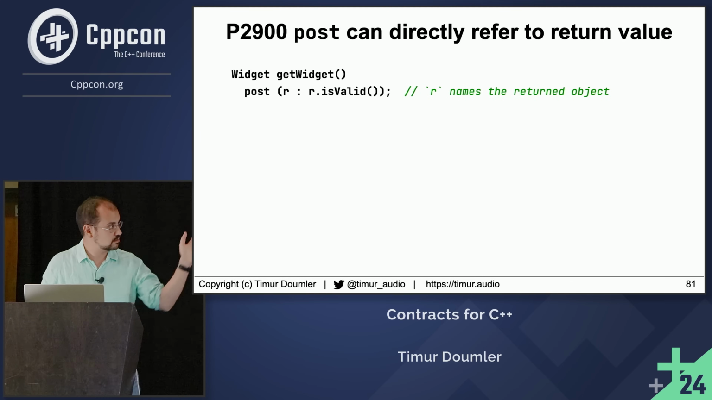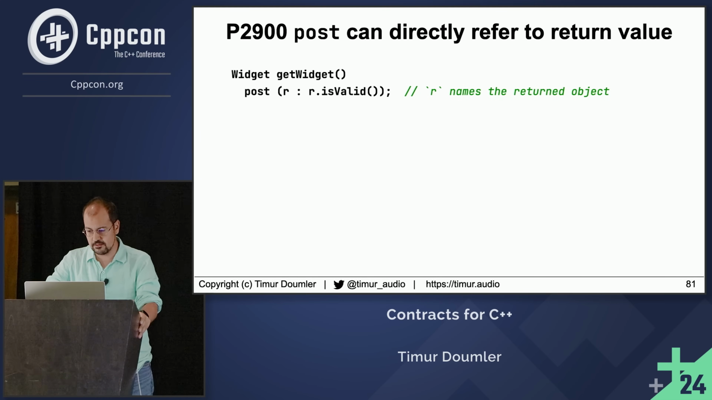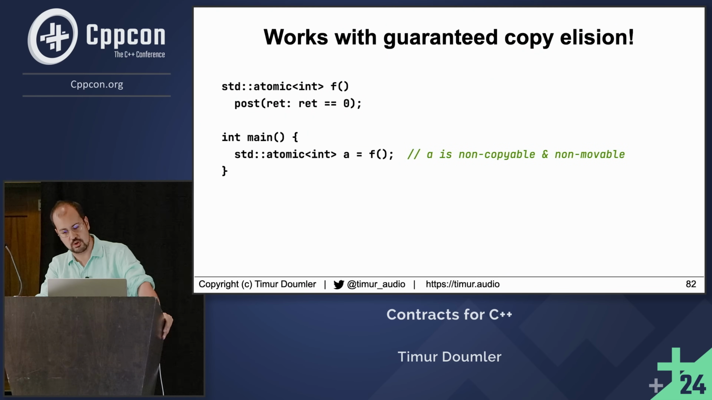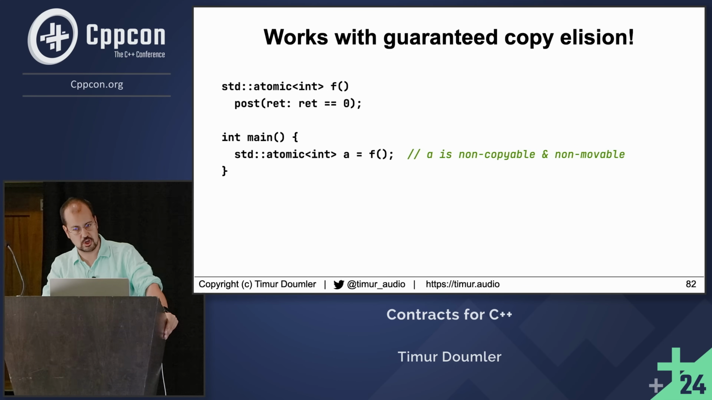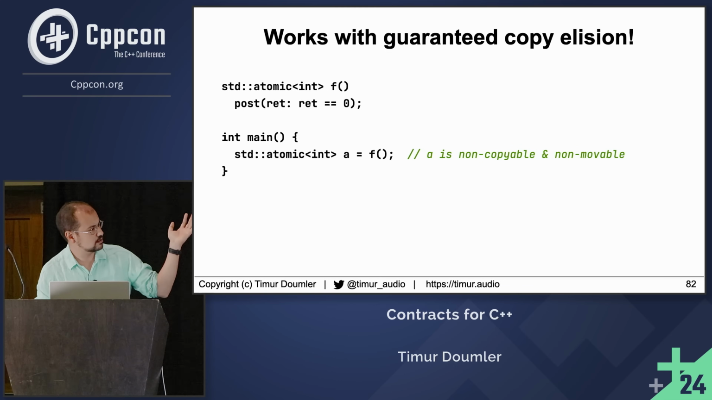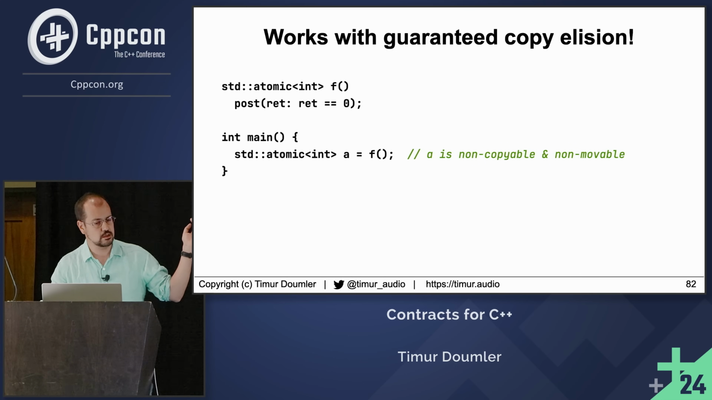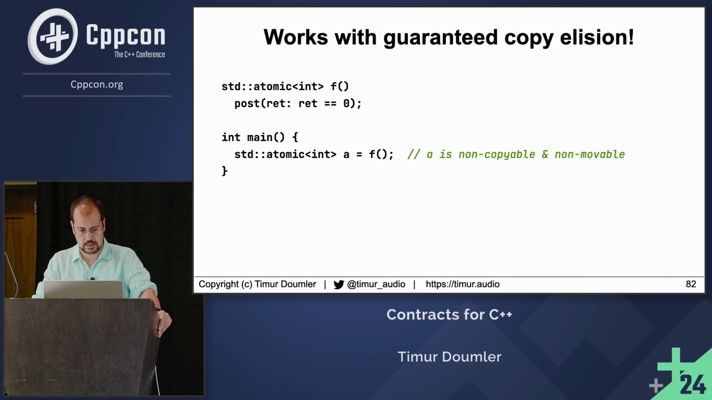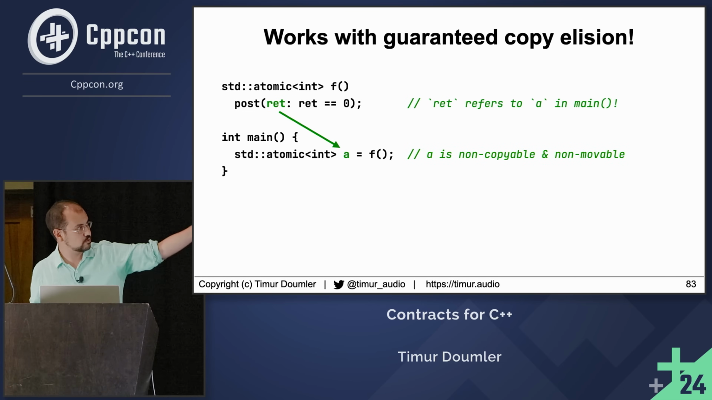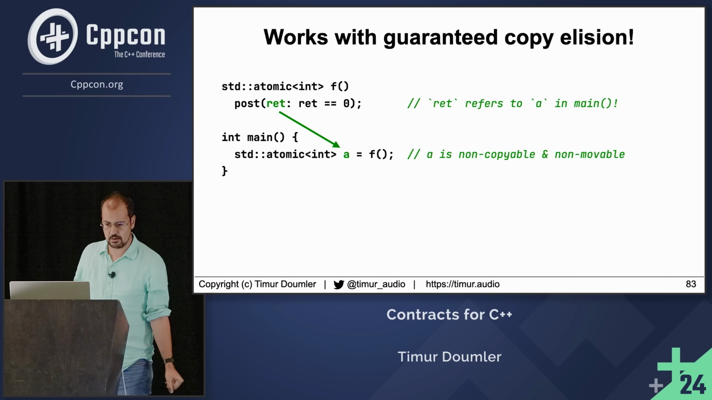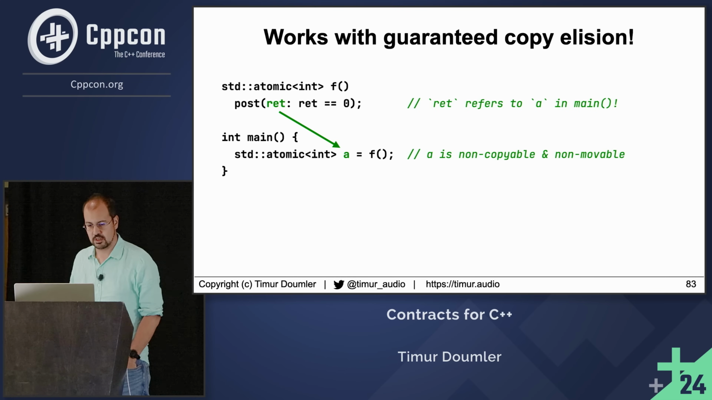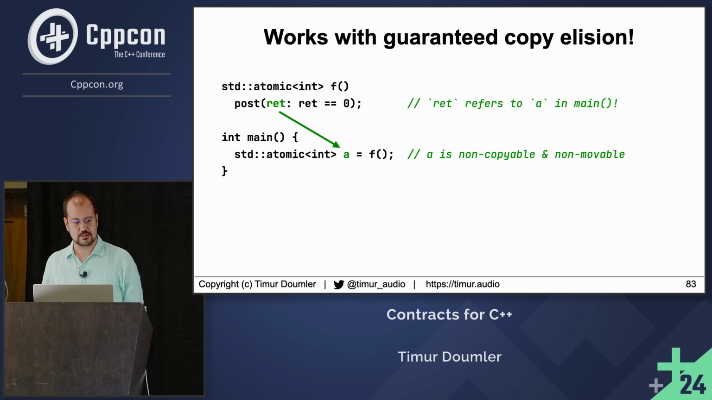For example, this works in all cases, and it even works when you are returning a non-copyable and non-movable object, and you rely on guaranteed copy elision to do that. I think we got that since C++17, if I'm not mistaken. You can return, for example, a stored atomic, which you can't move and you can't copy, but you can return it. That's fine. And the cool thing is that the return value in the postcondition will refer to actually that object that you have initialized there. So that is really, really cool.